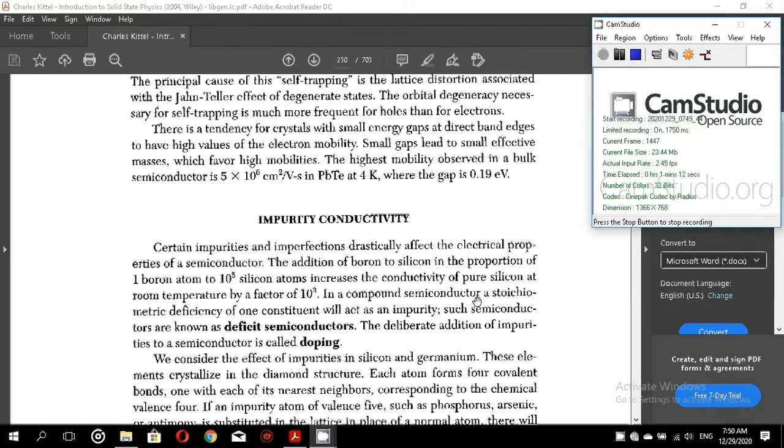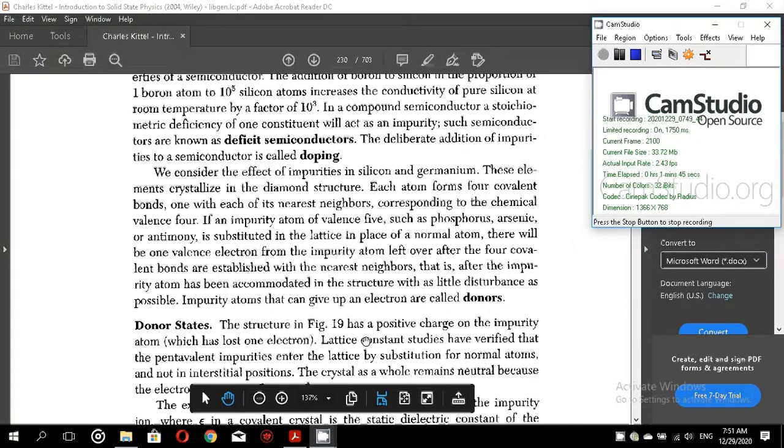In a compound semiconductor, a stoichiometric deficiency of one constituent will act as an impurity. Such semiconductors are known as deficit semiconductors. The deliberate addition of impurities to semiconductors is called doping. So these are the two types of impurities which can increase the conductivity of the semiconductor considerably.